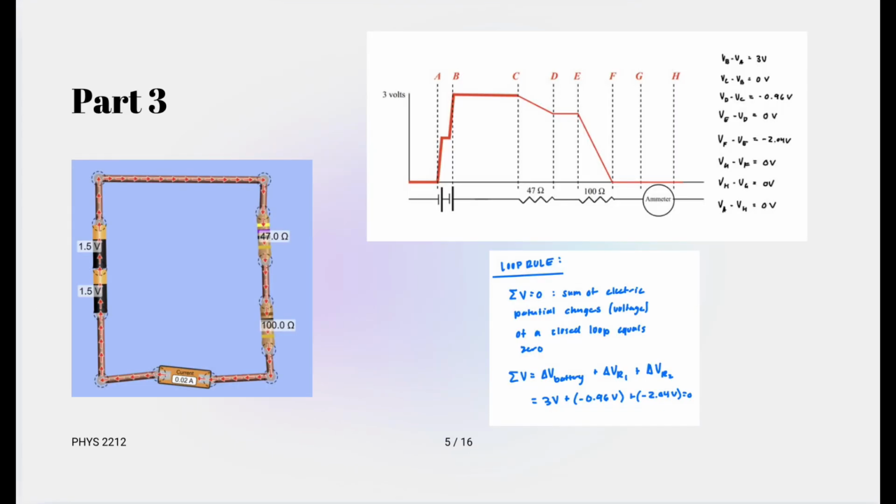In part 3, we found the potential differences between the different points, and on the top it is graphed and the equations are on the side. And underneath, the loop rule says that the sum of the potential differences should be equal to 0, and when we sum all the potential differences up, we see that it does equal 0.